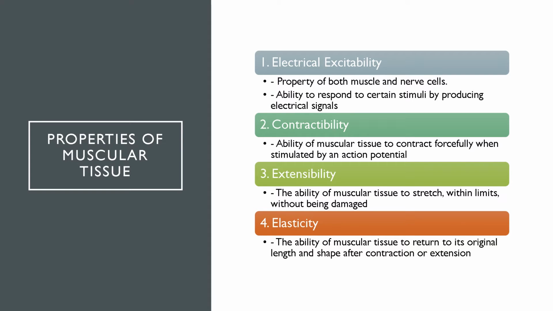Now, there are four main properties of muscular tissue. The first one being electrical excitability. This is a property that means that cells can produce an electrical signal, which is called an action potential.